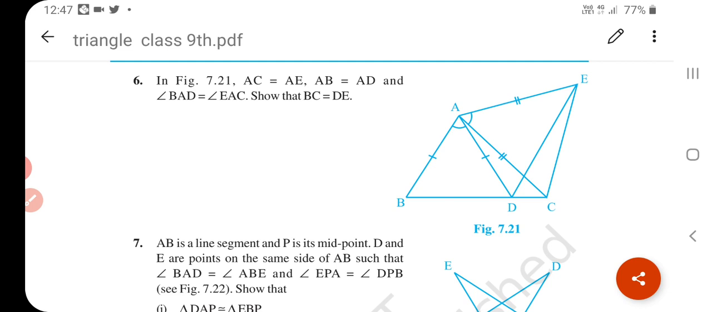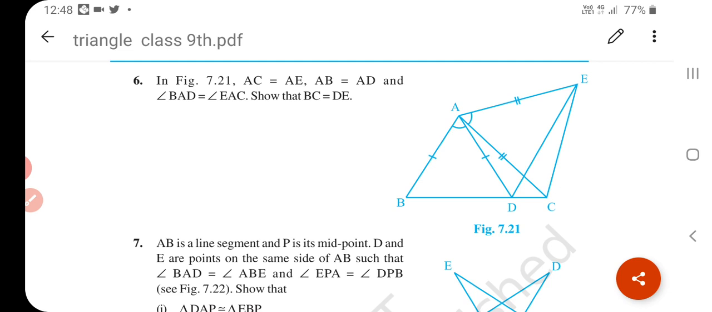So what we can do, we have angle BAD is equal to angle EAC, on adding DAC to both sides. If I add the same angle to both sides, then my mathematical equation will not change. So if we add DAC to both sides, BAD plus DAC becomes BAC, and EAC plus DAC becomes DAE. So this is the proof. Those two angles are equal. Understand, BAC is equal to DAE.